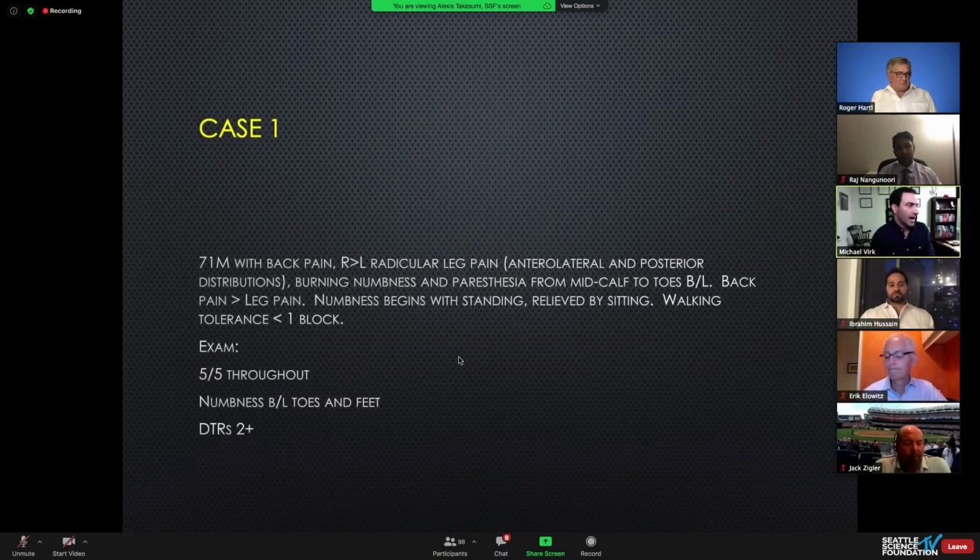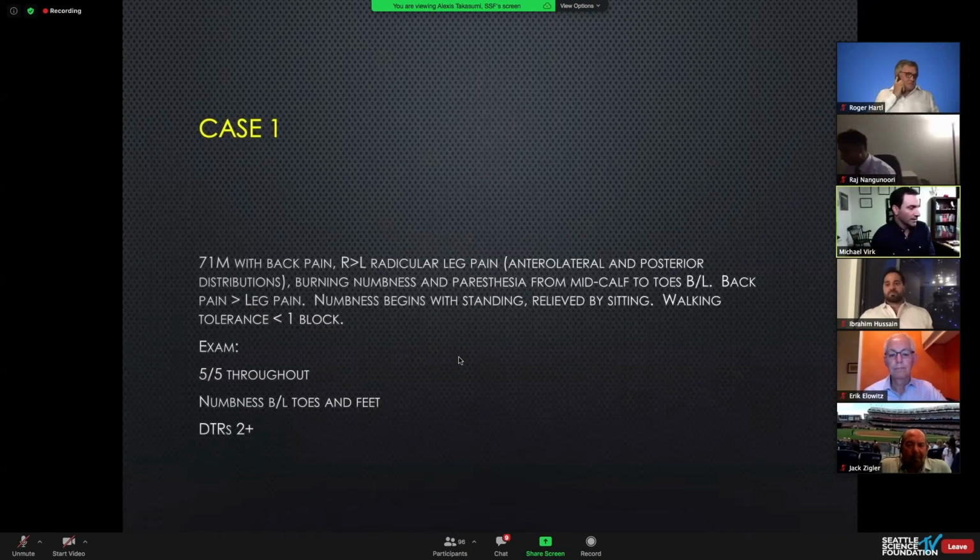He does say that his back pain is worse than his leg pain, and notes that his numbness begins immediately upon standing and is consistent while he's in the vertical position, walking, and is only relieved by sitting. He's able to walk about 1 block at this point due to a combination of numbness and pain.